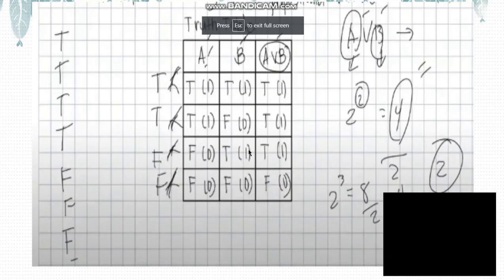So here, if 2 cubed is equal to 8, then divided by 2 is equal to 4, right? So we'll make it in a truth table. So 4 true, or logical 1, then 4 false, or logical 0. So in a truth table, you will put 4 true and 4 false. And in another example, if 2 squared is equal to 4, then divided by 2 is equal to, right? Then put another 2 here, 2 true and 2 false. So here is the result.